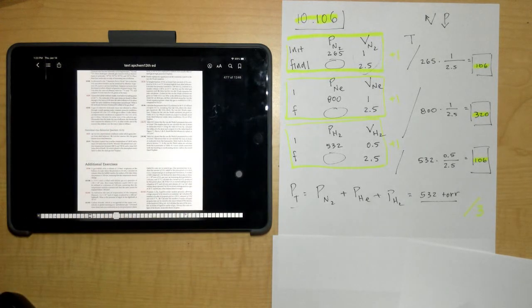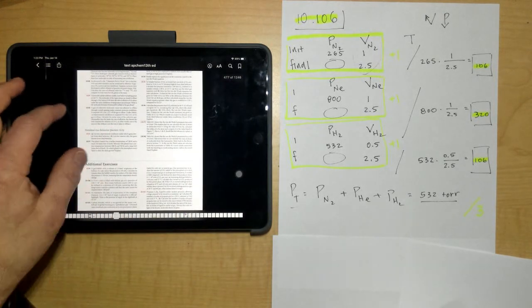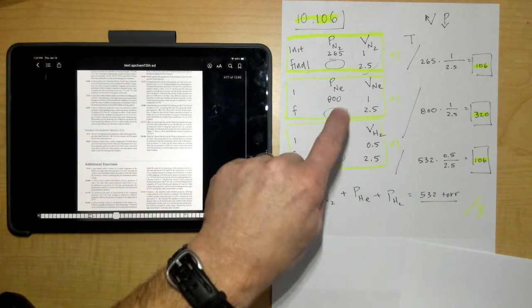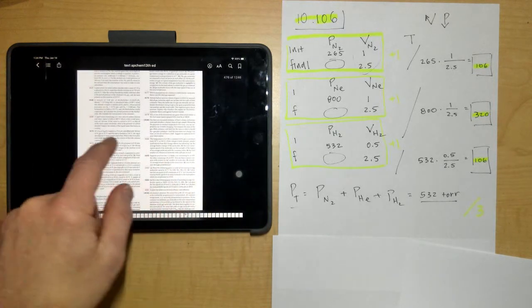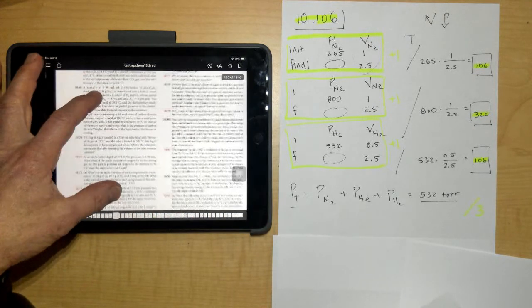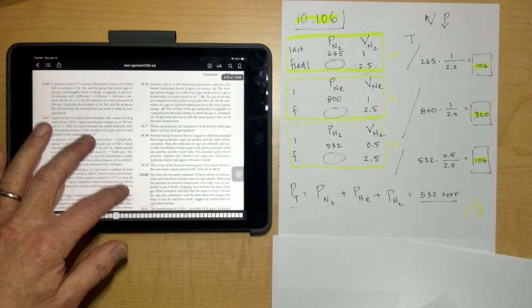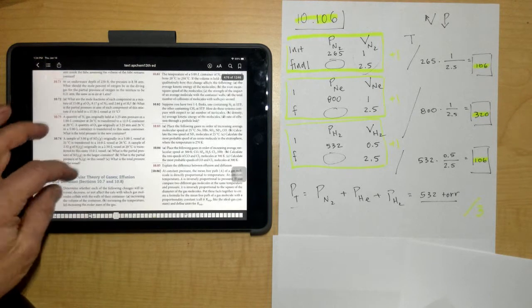You're welcome to post up questions in the chat, or if you want to be real brave and unmute your microphone and ask a question, more than welcome to. This type of problem right here with the bulbs and opening them up, there's 2 of them at least on the test, and so it's one that I really wanted to go over in greater detail.